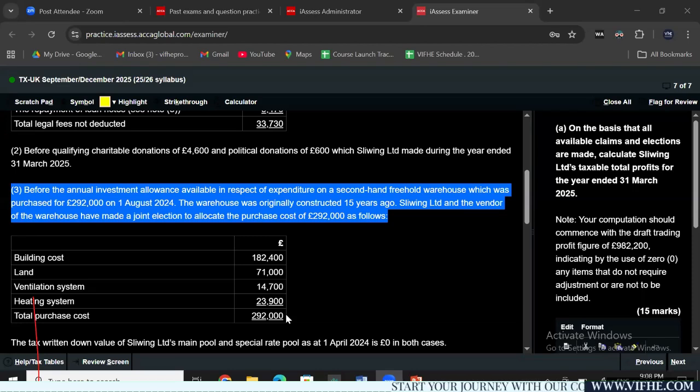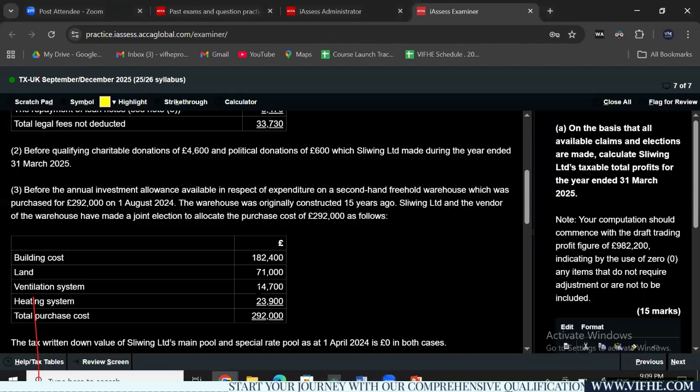So the first thing would be that we need to calculate the annual investment allowance on the ventilation system and the heating system, because they are not part of the building, rather they are the integral features of the building. I hope you remember that all the integral features of the building, be it ventilation system, heating system, lifts, elevators, escalators, these all are to be counted as an example of plant and machinery, and they are to be taken up under special rate pool, where in the first year annual investment allowance shall have to be made, and then subsequently we shall be applying the rate of 6%.